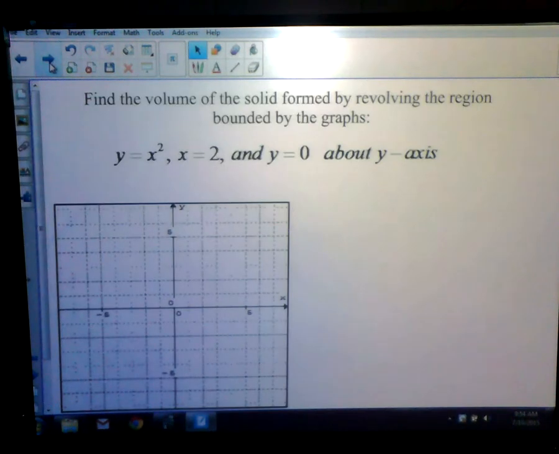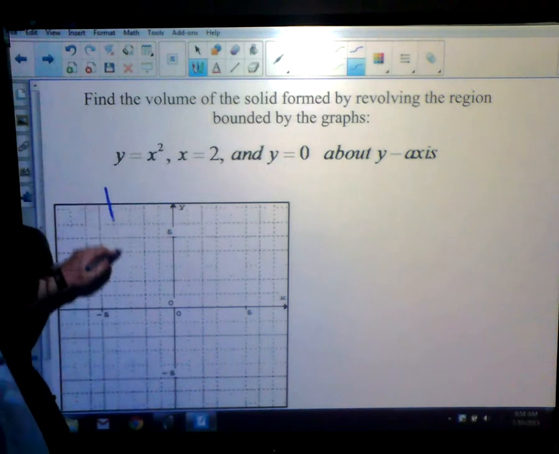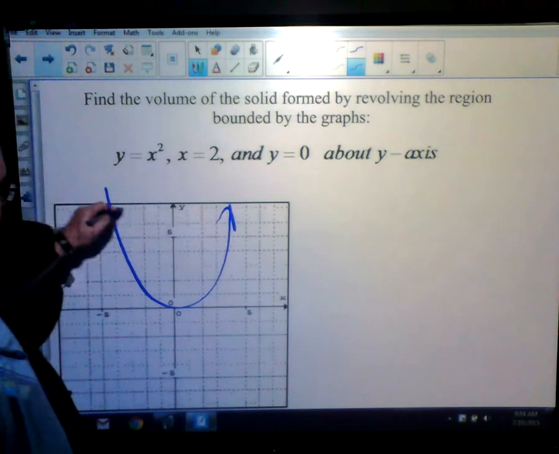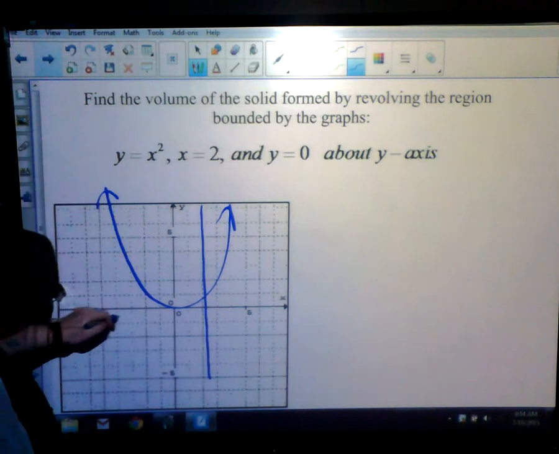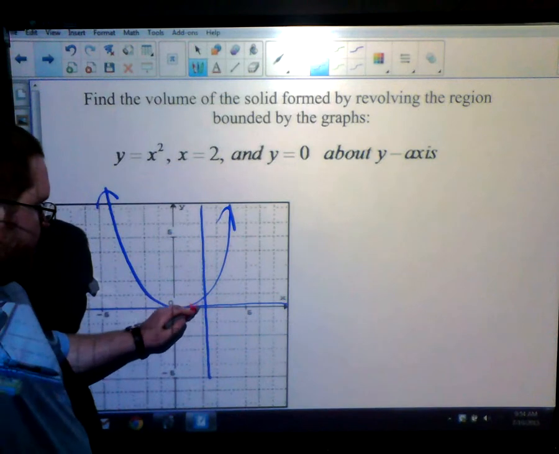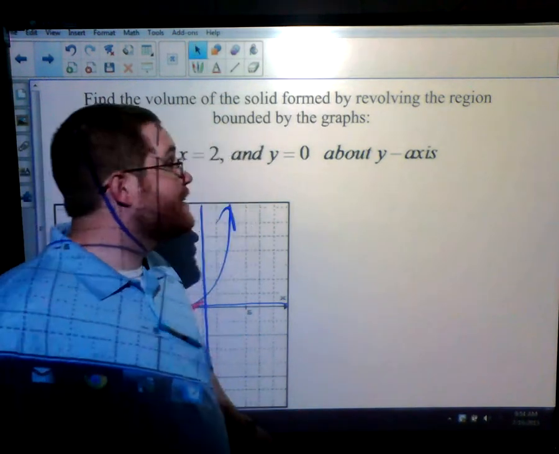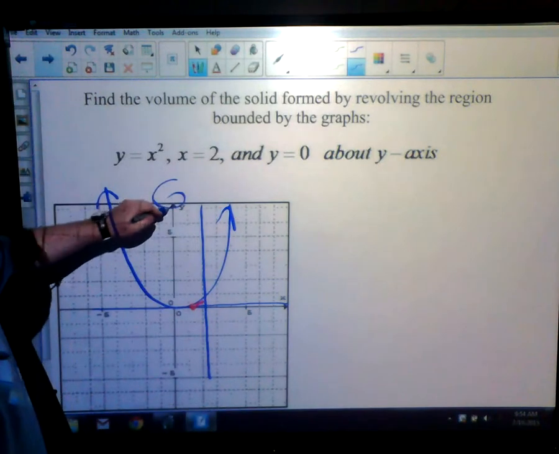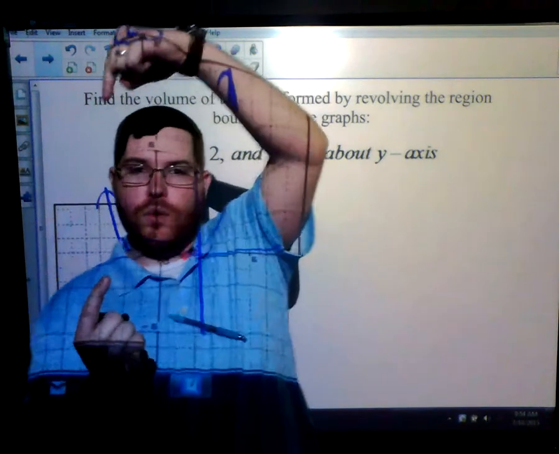What about a problem like this? Bounded by x squared, that's a parabola. X equals 2, that's a vertical line. And y equals 0, that's a horizontal line. So I'm talking about this little area in here, that little triangle, rotated about the y-axis. Ooh, something a little bit different. I'm going this way now.